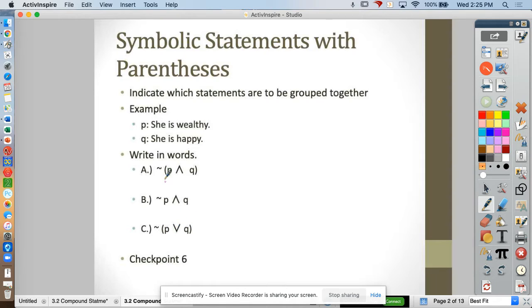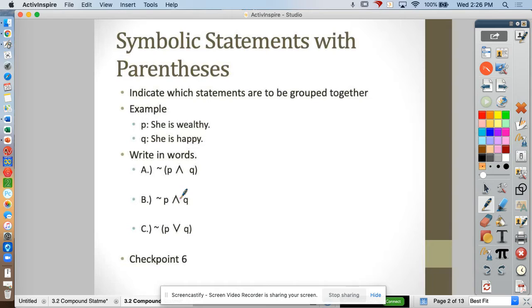If you look at A and C, these grouping symbols mean that those two things, P and Q, P or Q, are going to go together. And then you negate the whole thing. Just like in the order of operations, you do what's inside the parentheses first and then move your way out. You're not going to distribute this, so don't say not P, not Q. You're just going to do what's in parentheses. The easiest way to say the negation of something is to say it's not true. So we can simply say it's not true P and Q. It's not true P or Q.